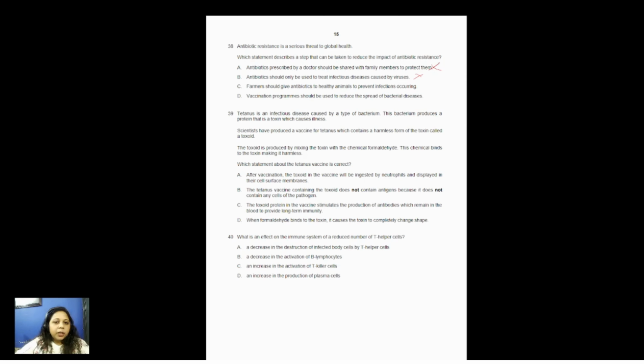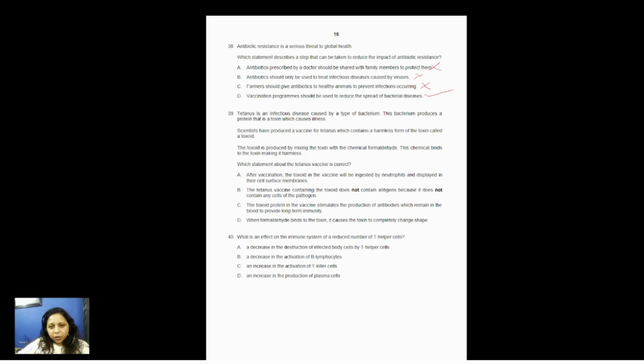Farmers should give antibiotics to healthy animals. No, healthy animals are not allowed. You cannot give. Vaccination programs should be used to reduce the spread of bacterial disease. Yes, we need to do it because bacterial infection is more common than the viral one.